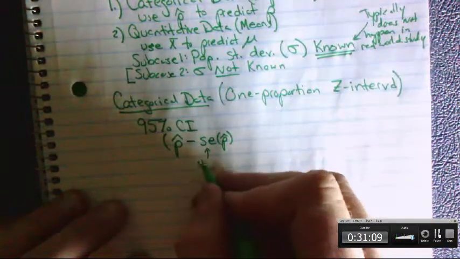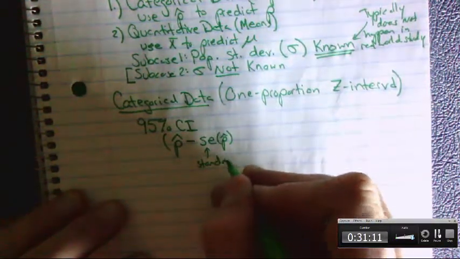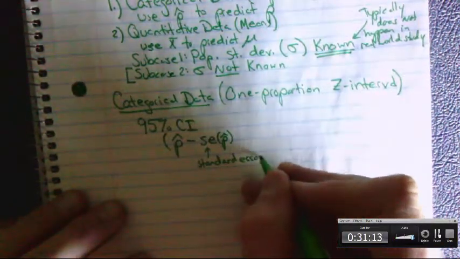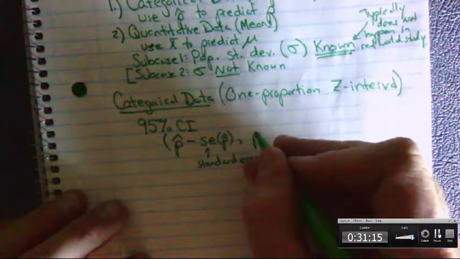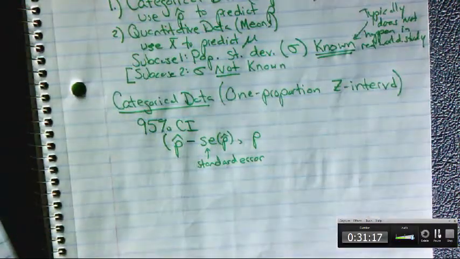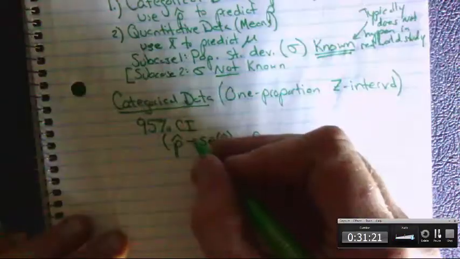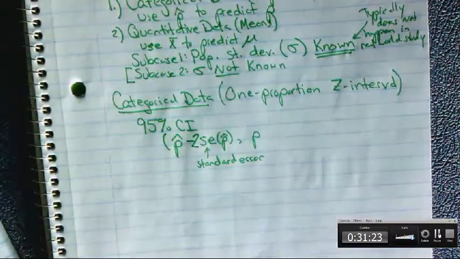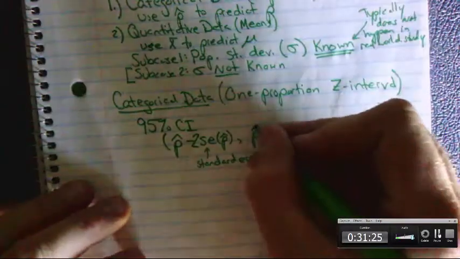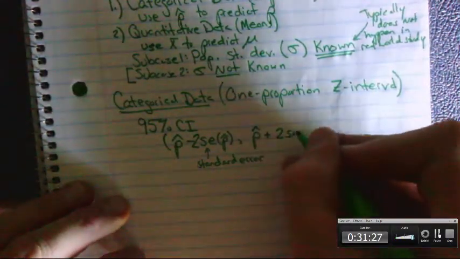Okay, these are called standard errors. If you mix these up on the test, you'll think, wait, I made a mistake. It's not p hat minus standard error, it's p hat minus how many? 2 standard errors. And then it's p hat plus 2 standard errors.